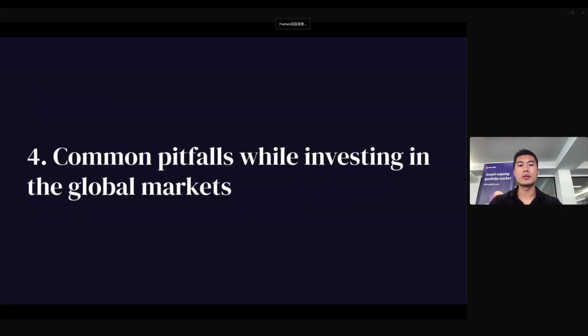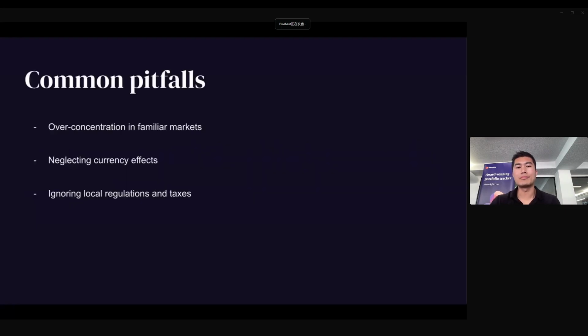And I guess the last thing I'll talk about is just some of the common pitfalls about investing when it comes to global markets, right? The three things I would say is, the first one is really the over concentration in familiar markets. When you think about markets, whether it could be markets as in ASX or US markets, but markets can also mean sometimes over concentration in a specific industry or sectors.